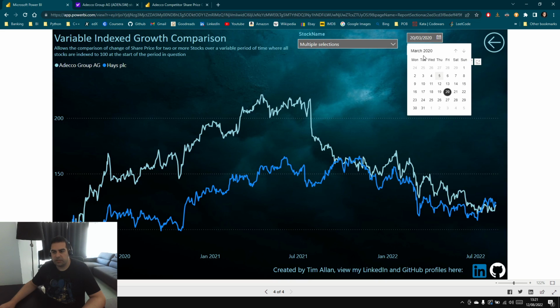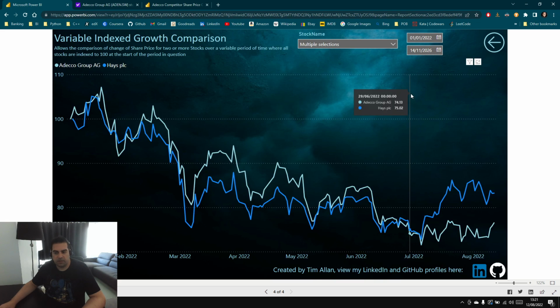So let's change this to 2022, the 1st of January. So there we go. Now we index to 100 based at the start of the year. And we can see it certainly seems in this quarter that Hayes has outpaced us in growth and is doing slightly better than us.